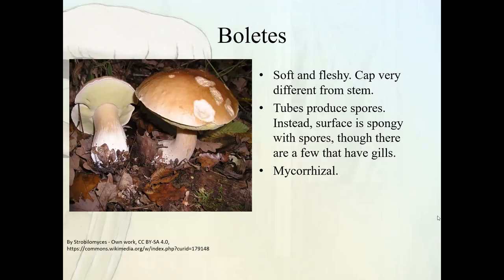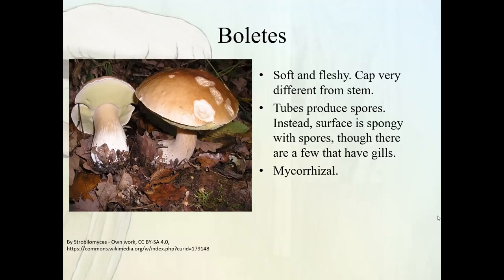When I had that anatomy of the mushroom, I should have reviewed the pores. Maybe I'll go back to that. On the underside, this one you can see has a porous underside. Soft and fleshy, cap very different from the stem. The tubes produce spores, instead of surfaces, spongy with spores. There are a few that have gills, but we won't go there. I know there are exceptions to every rule in every group of mushrooms.